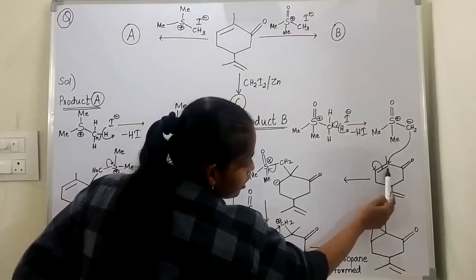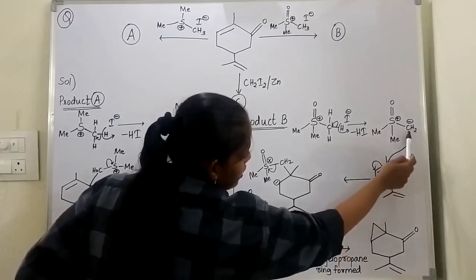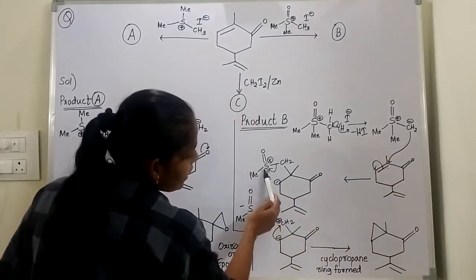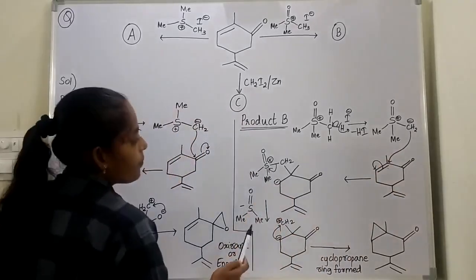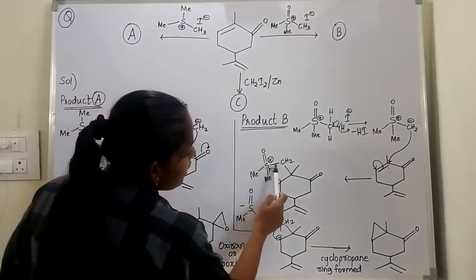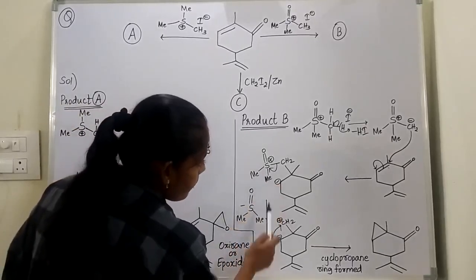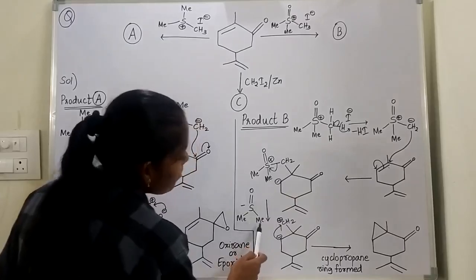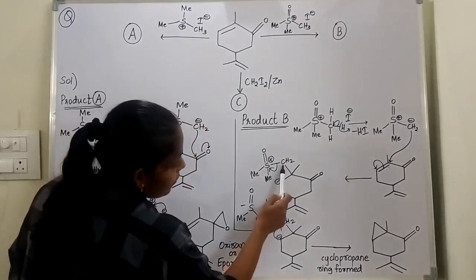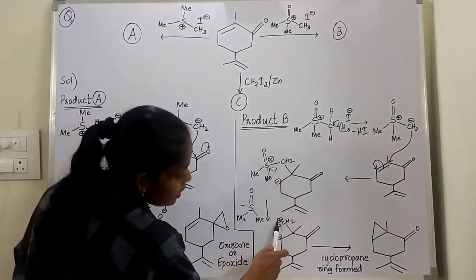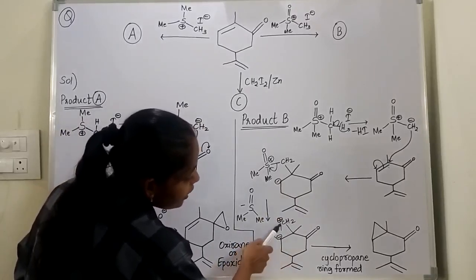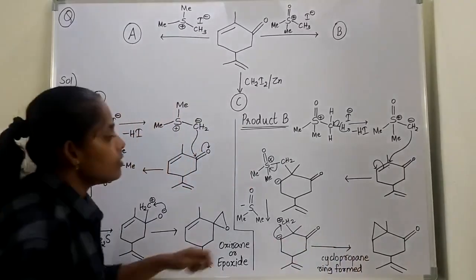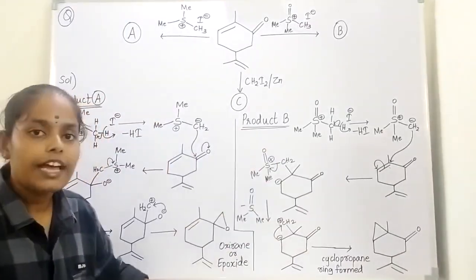As this carbon is having a positive charge, the negatively charged carbon will form a bond, giving us this structure, where sulfur here is having a positive charge. As sulfur is forming 5 bonds, it is getting a positive charge. Now this sulfur will take the electrons from CH2 and will leave as dimethyl sulfoxide, where CH2 here will get a positive charge. Now the negative charge is shifted over here, forming a cyclopropane ring. So this is the product B obtained in this reaction.